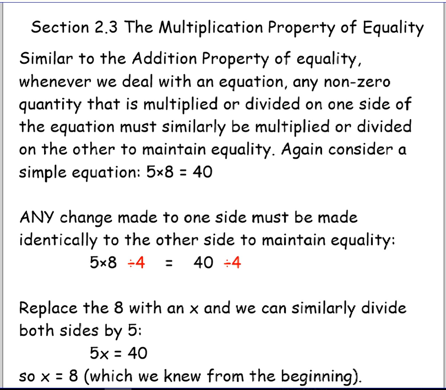Again, consider a simple equation. 5 times 8 equals 40. Any change made to one side must be made identically to the other side to maintain equality. So 5 times 8 divided by 4 is equal to 40 divided by 4. So if we replace the 8 with an x, we can similarly divide both sides by 5. So if 5x equals 40, and we divide both sides by 5, we will get x equals 8, which we knew from the beginning.